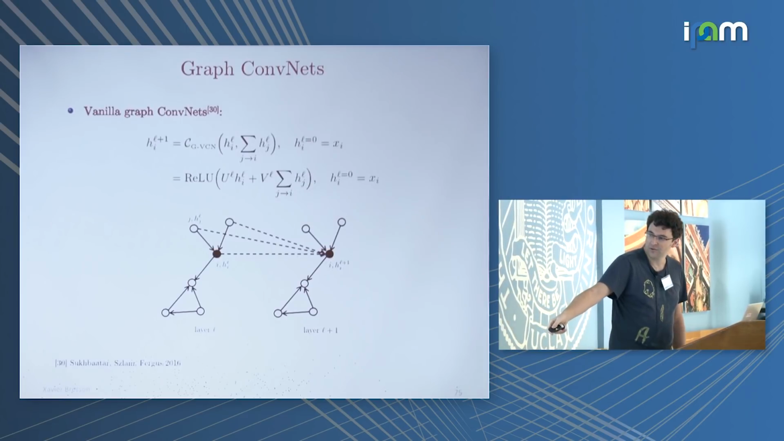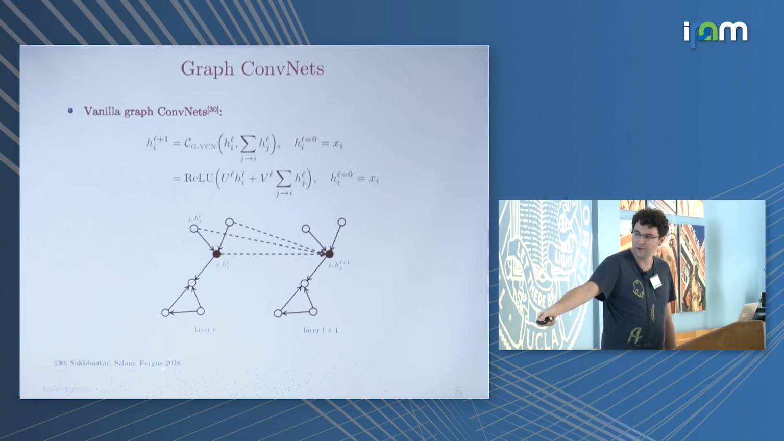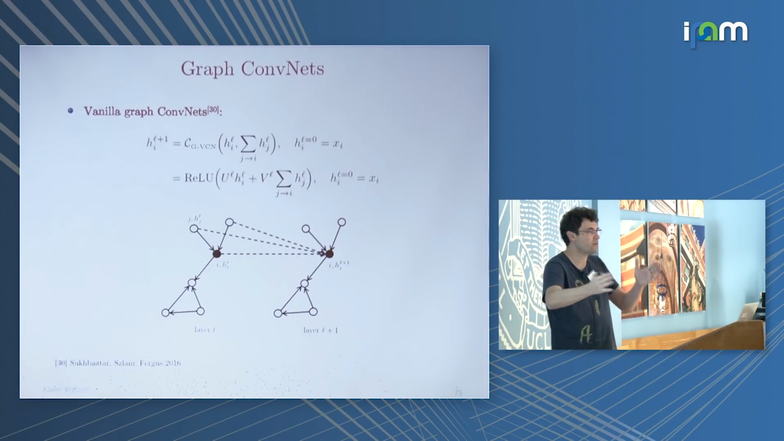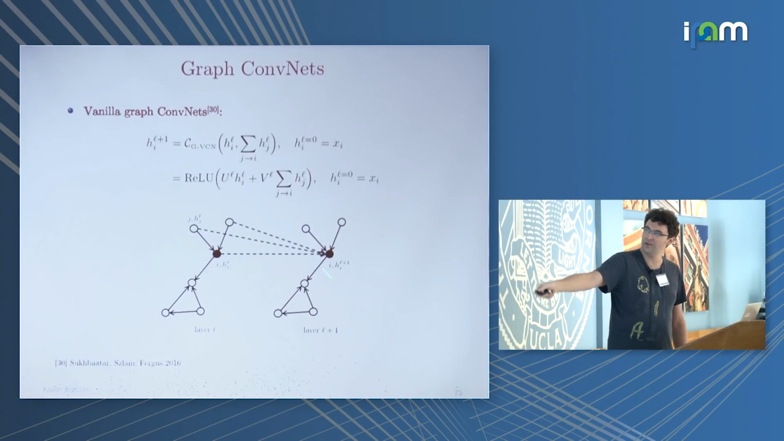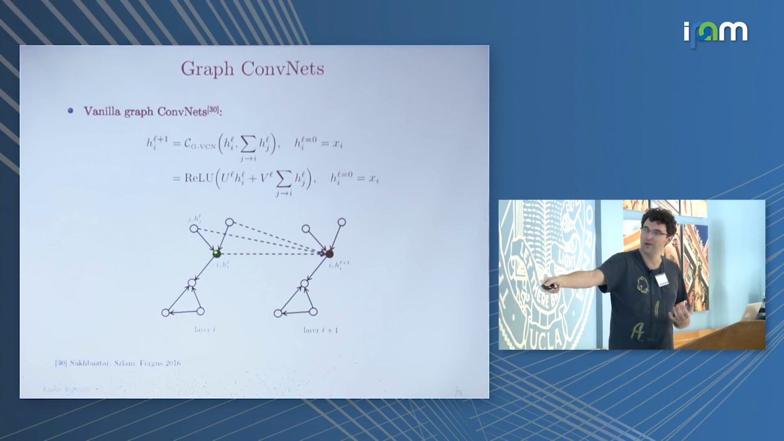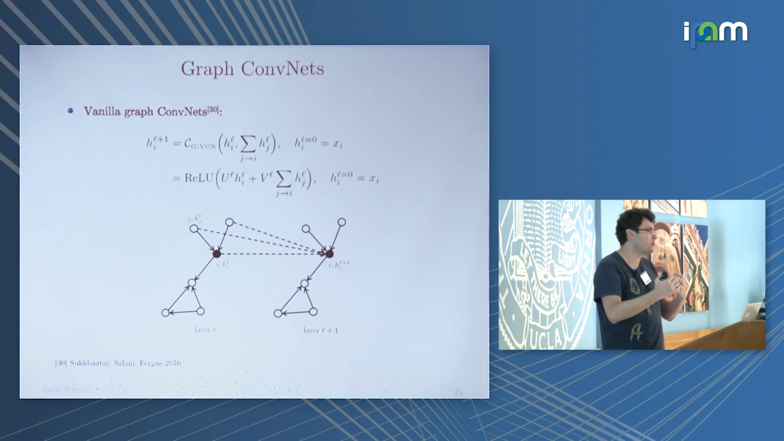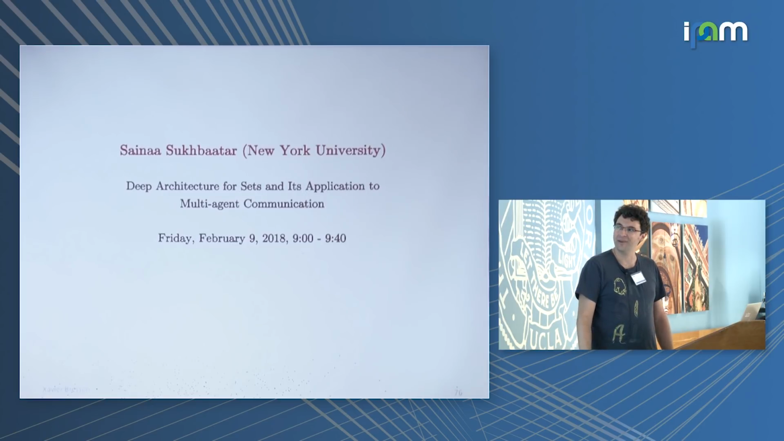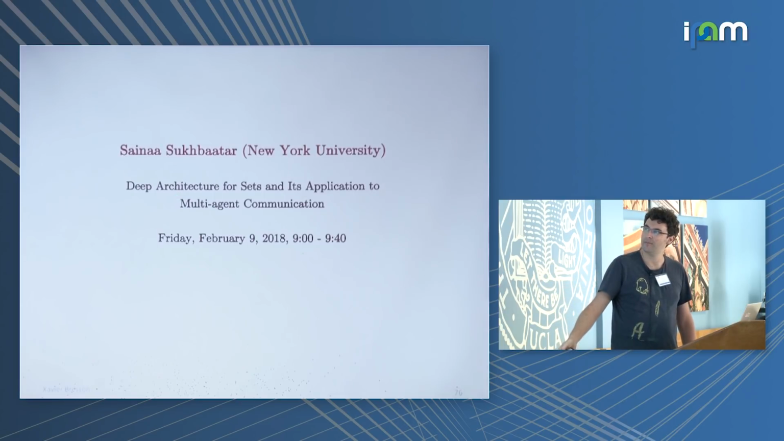Sukhbaatar, Szlam, and Fergus introduced in 2016 what they call a vanilla graph convolutional architecture. A very nice property is to have multiple layers. So let's consider these multiple layers, this is the next layer, and let's do a vanilla definition of the convolution. We take the central vertex, and then we take the neighbors, and we do the convolution on that. There will also be a talk by Sukhbaatar on Friday with the application of multi-agent communication.